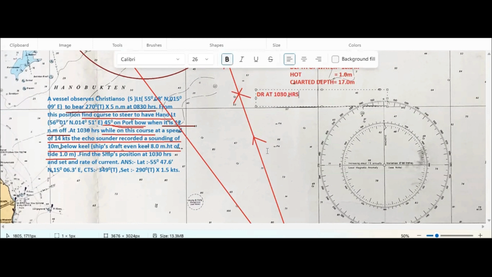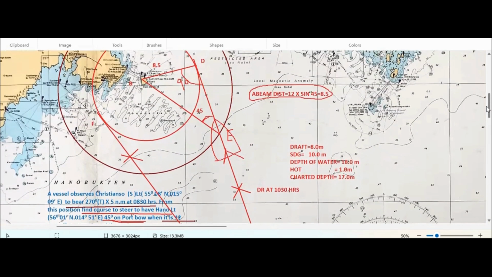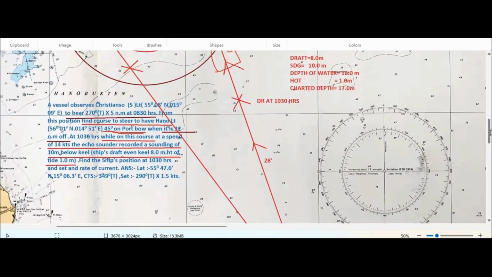And the distance is 28 miles from A to this point. Engine speed was given, so I am getting another point here. Sir, how much will we cut? 28 miles, because I read the question. Why are you asking me? 8:30 was the initial position, and they found this charted depth of 17 after 2 hours, at 10:30, as mentioned in the question. So 14 knots into 2 is 28 miles. So we get one DR position. Suppose A, B, C, D, E, suppose this is your A point.